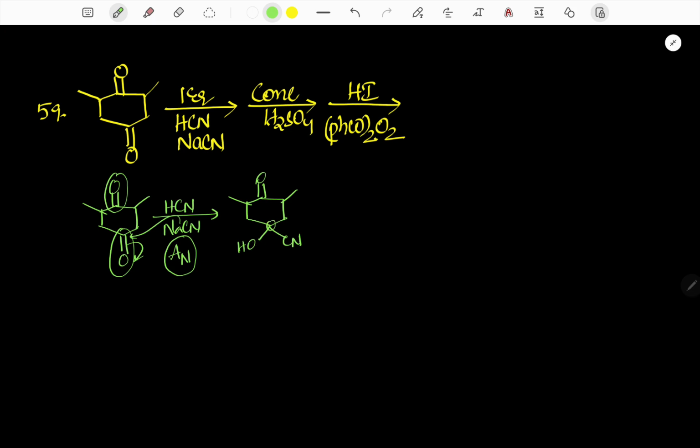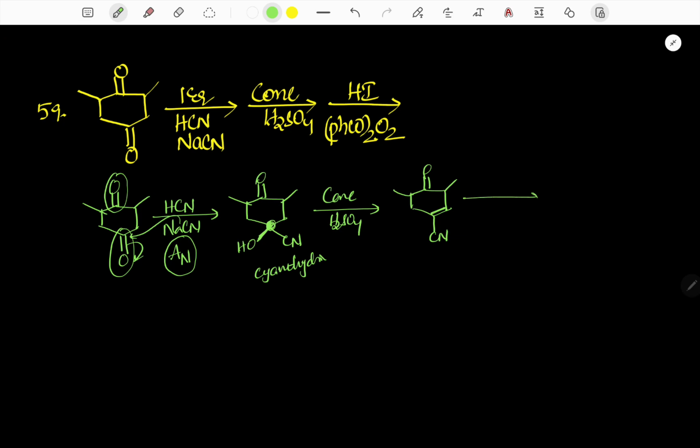So this functional group is known as cyanohydrin functional group. Now it is treated with concentrated H2SO4. So here an alcohol group is there. Definitely whenever an alcohol group is present with concentrated sulfuric acid, we have to do dehydration. Here the only possibility is dehydration.